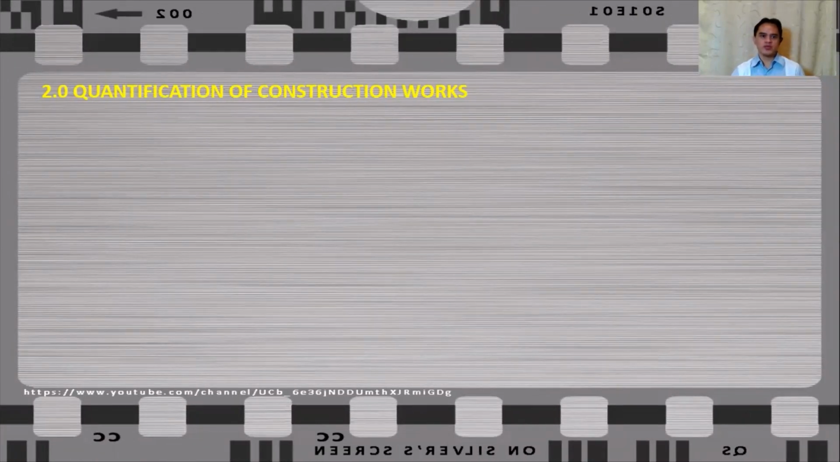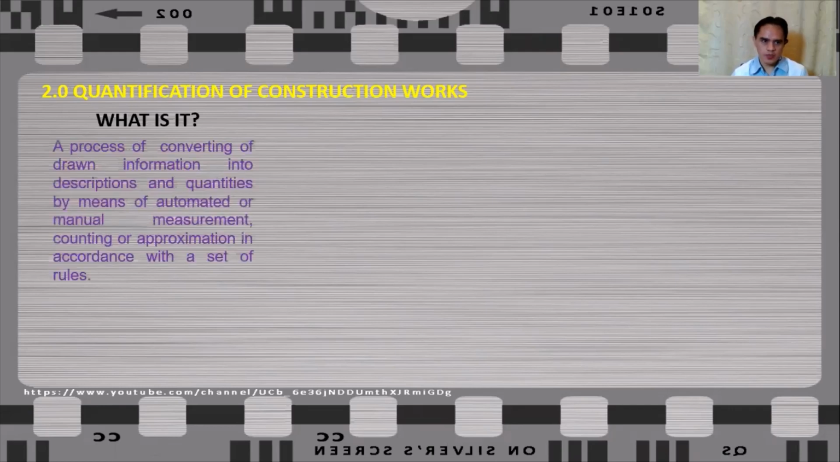So for quantification of works, why do we need to quantify the works, or what is quantification of works? Quantification is defined as a process of converting drawn information into descriptions and quantities. So take note, it's not only about quantities, but also descriptions. By means of automated or manual measurement, counting, or approximation in accordance with a set of rules. And another thing to note is that there is a set of rules that you need to follow or you need to observe when you carry out quantification.